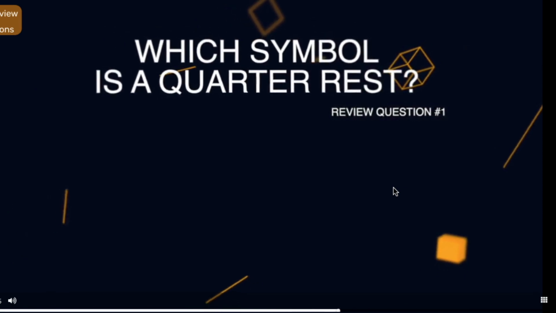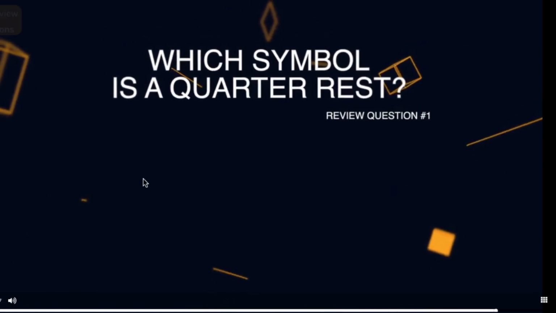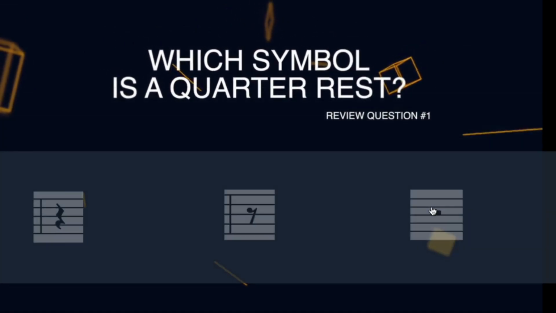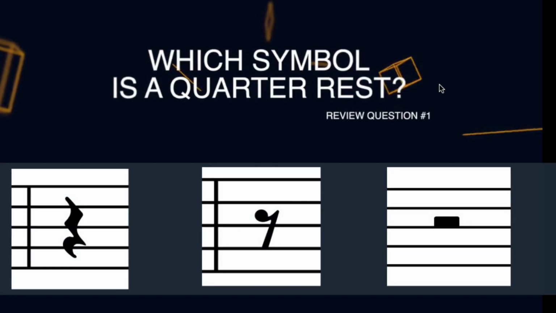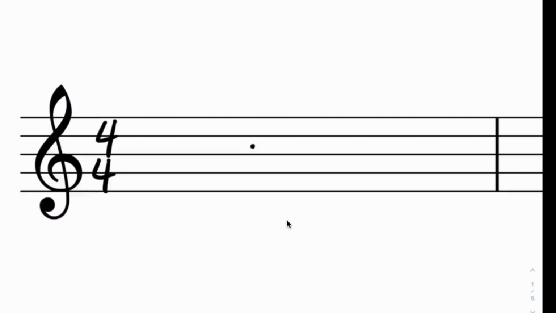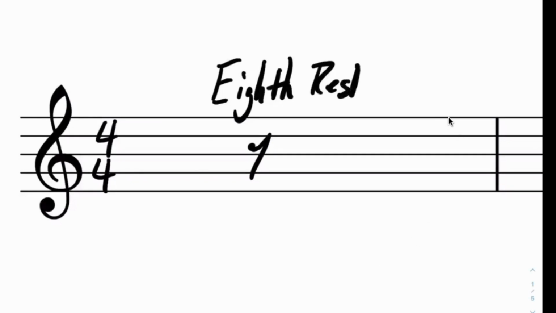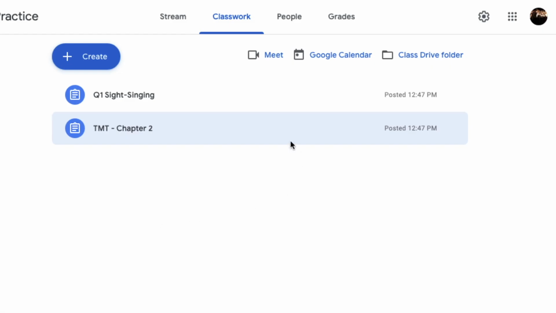A student would basically see these questions in their browser, and they can immediately click on the correct answer. Now, notice this question is, which symbol is a quarter rest? Now, let's say they clicked on an incorrect answer here, that would immediately trigger a video that explains why that answer is incorrect. So this is a really, really great tool, especially for online learning. And the great thing about it is I've been posting this as an assignment on Google Classroom.